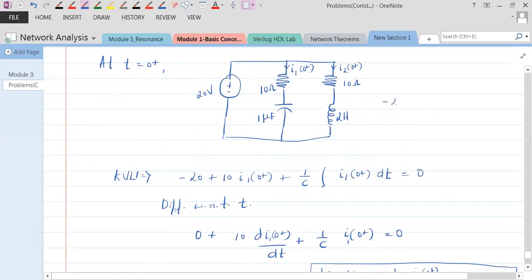That is minus 20 plus 2 into I2 of 0 plus. What is the voltage across the inductor? It is L into di2 of 0 plus divided by dt, equal to 0. Understand that? So this is how it is going to look like.